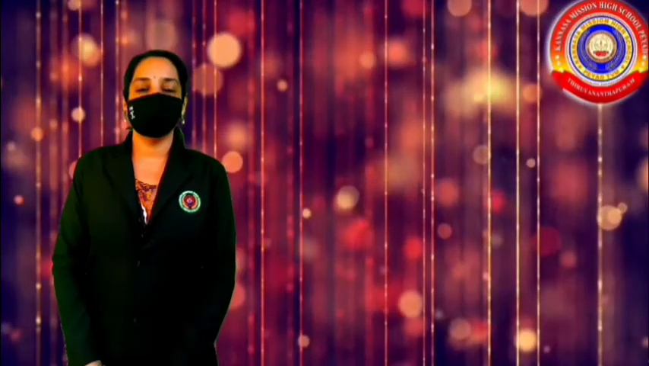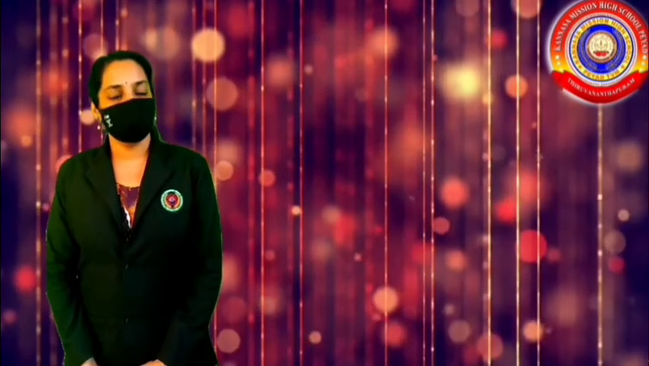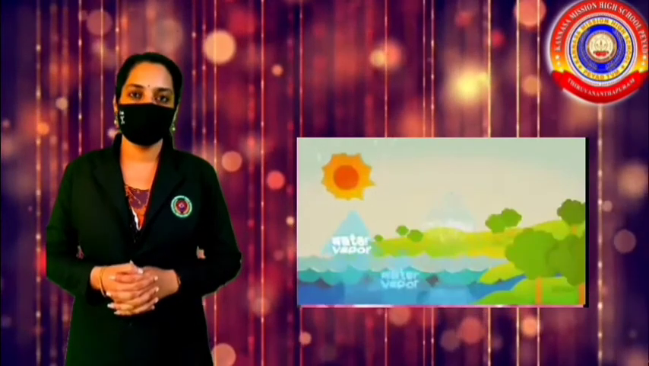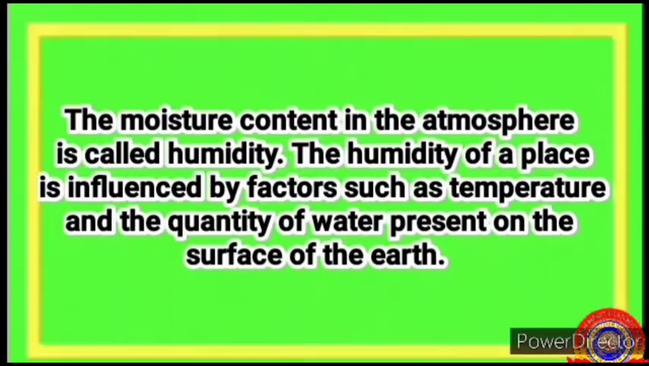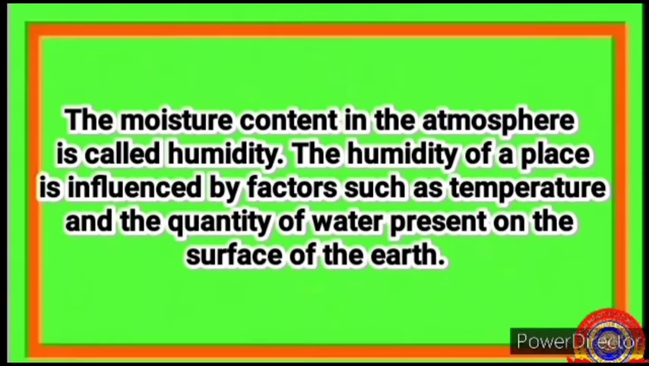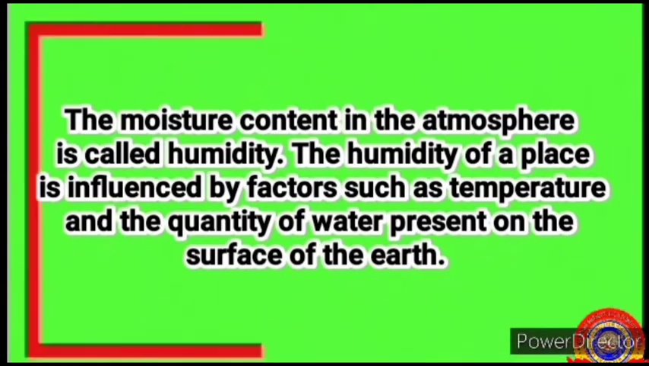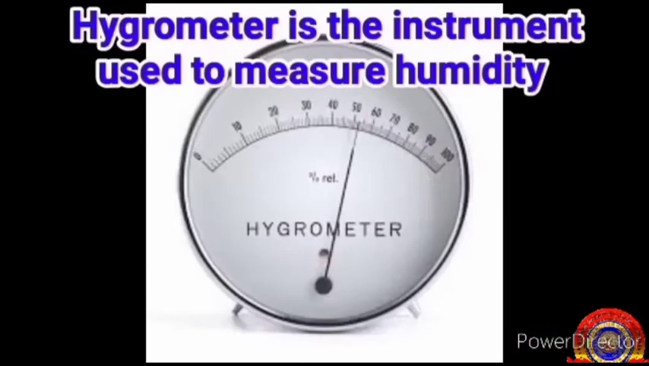You might have seen water rising up as water vapor on heating. Likewise, the water on the surface of the earth becomes water vapor and reaches the atmosphere. The moisture content in the atmosphere is called humidity. The humidity of a place is influenced by factors such as temperature and the quantity of water present on the surface of the earth. Hygrometer is the instrument used to measure humidity.